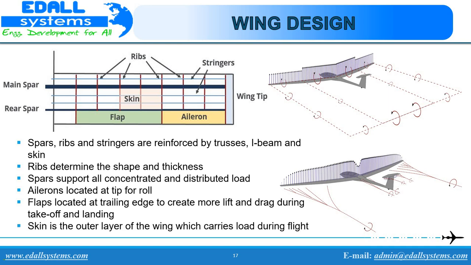The skin, which is attached to the wing structure, carries part of the loads imposed during flight. It also transfers the stresses to the wing ribs. The ribs in turn transfer the load to the wing spar. Let us look in detail now.